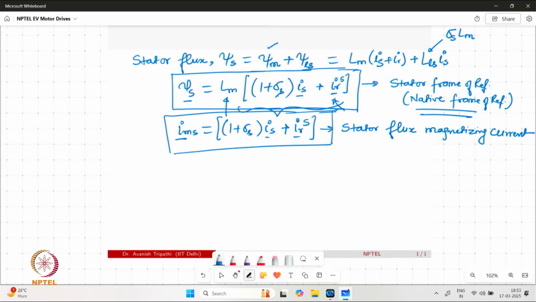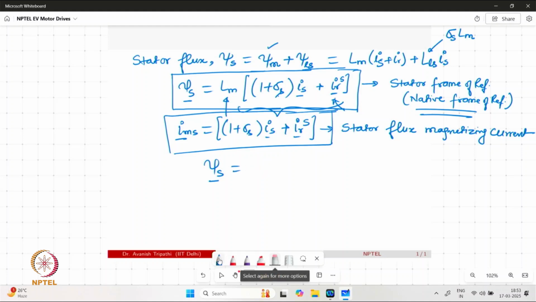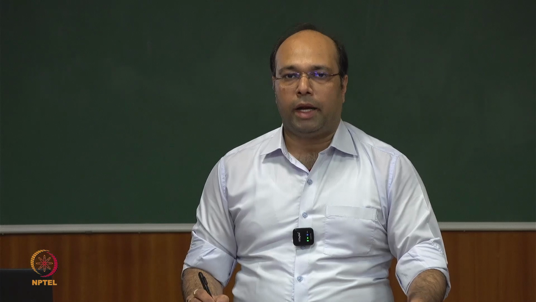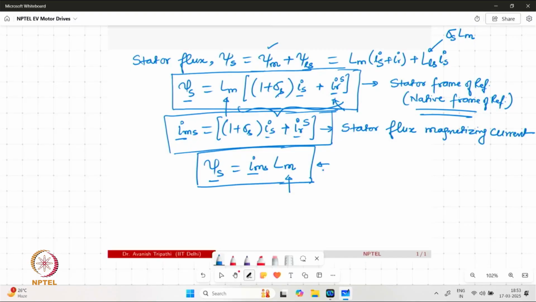So once we have given the definition, now psi s can be written in a very compact manner as Ims times Lm. So it is indicative that this current is responsible for producing the stator magnetizing flux with the inductance Lm. So one way of representing the magnetizing flux in a compact manner, that is what we have done over here.